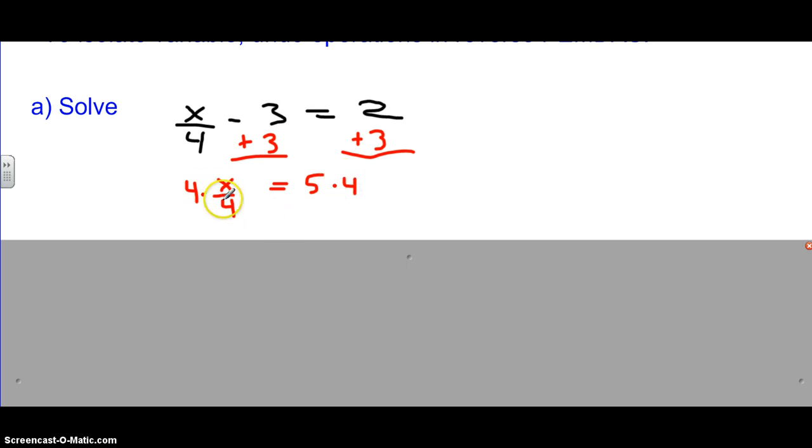And when we do, 4 over 4 equals 1, right? And we end up with 1x equaling 20. And there we go. And remember how we can check this? Plug it in, right there, right? So if we plug in 20, 20 divided by 4 is 5. 5 minus 3 is 2. And yes, we've checked it out. Very good.